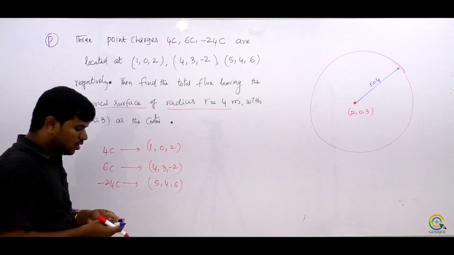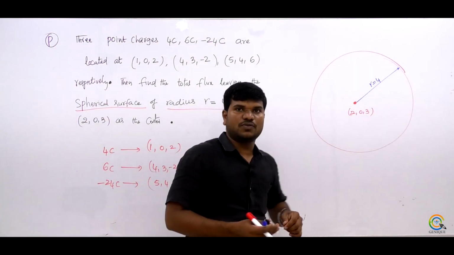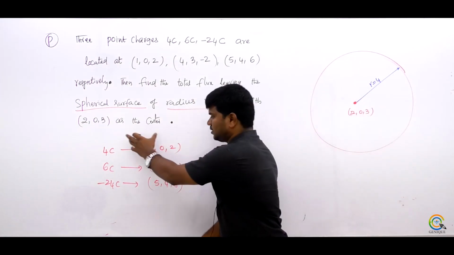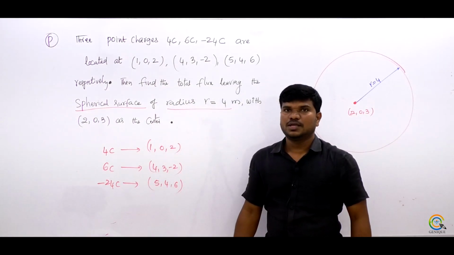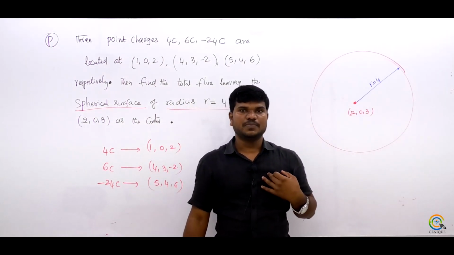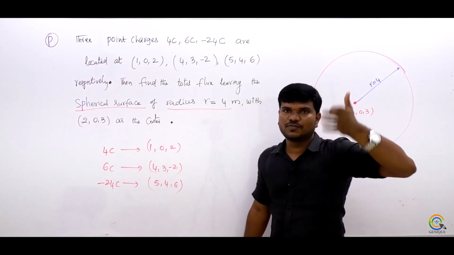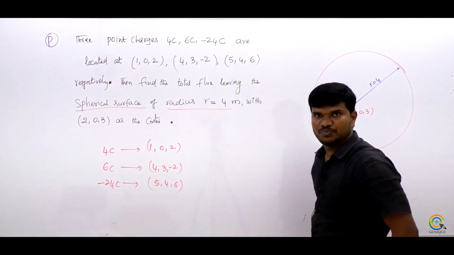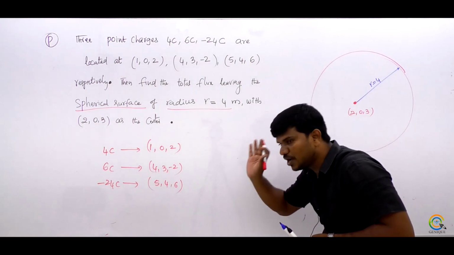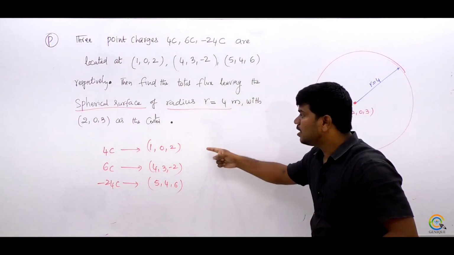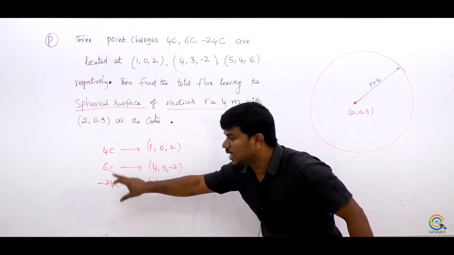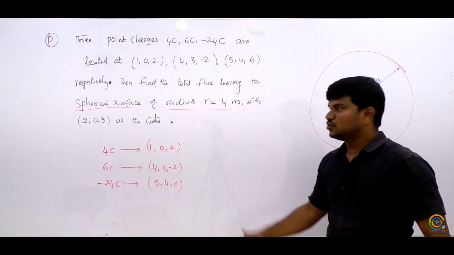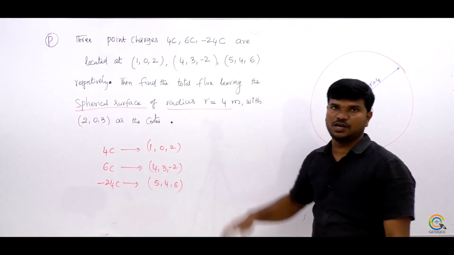Now we have to know what he is asking. He is asking for the total flux leaving this spherical surface if these 3 charges are placed at these points. We know Gauss law. What is Gauss law? Gauss law says that the total electric flux leaving any enclosing surface is equal to the charge enclosed in the volume. So you have to identify which point charges are inside this spherical volume.